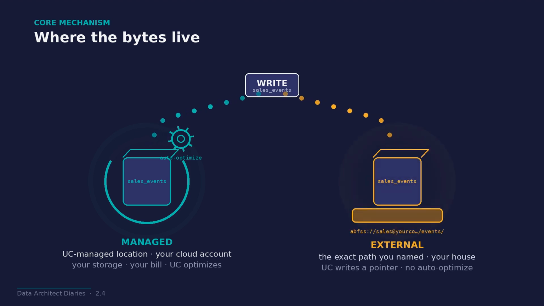When you write to an external sales_events, the data flows to the exact path you named, say sales-your-container.dfs.core.windows.net. Okay, so Unity Catalog writes a pointer to that path and governs who can query it. But the folder, that's your house.